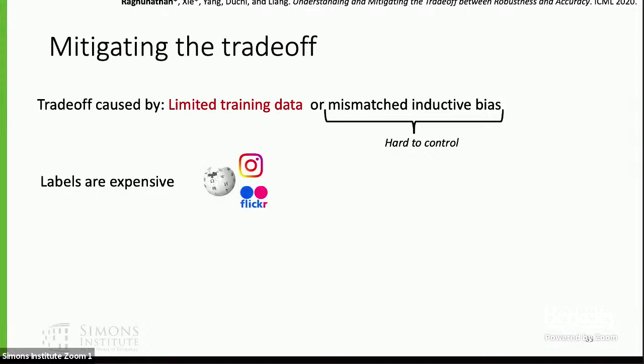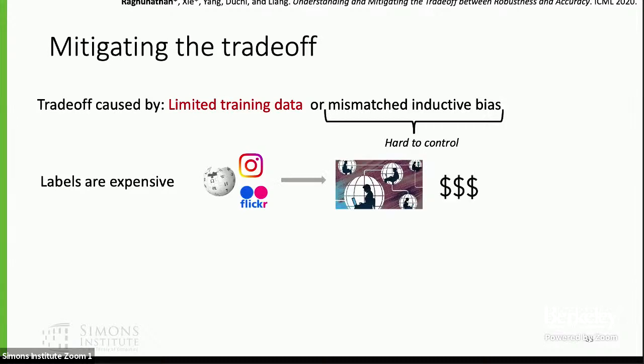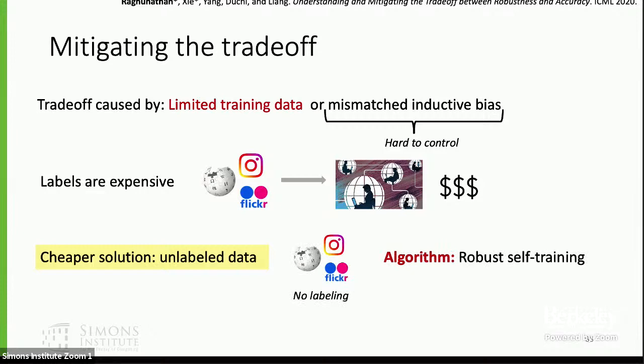but labels are expensive. You'd have to download images and have crowd workers label them, which is expensive. So one thing that we explored is whether there is any way we can get rid of this labeling part. It turns out that yes, you can prove that unlabeled data is sufficient to mitigate this trade-off. And that's much easier to implement because you just have to source additional data by downloading things from the internet. We don't need extra labels. The algorithm that mitigates this trade-off using unlabeled data is robust self-training.